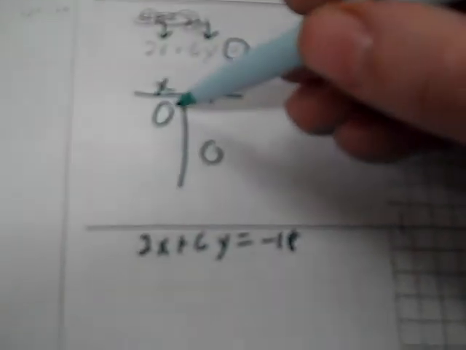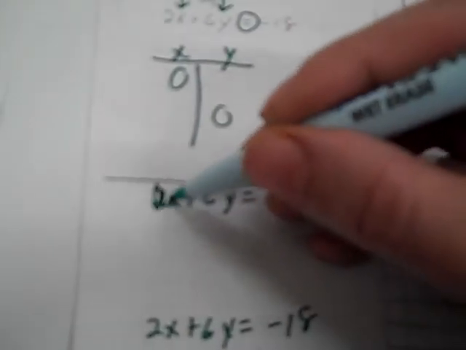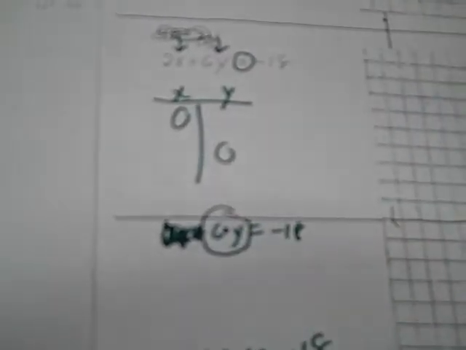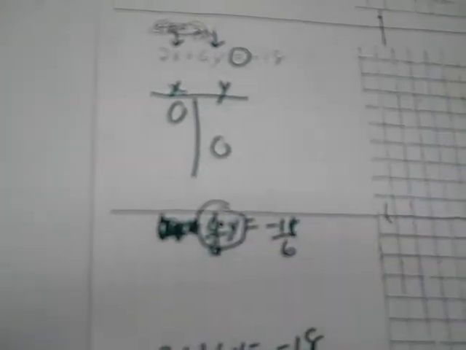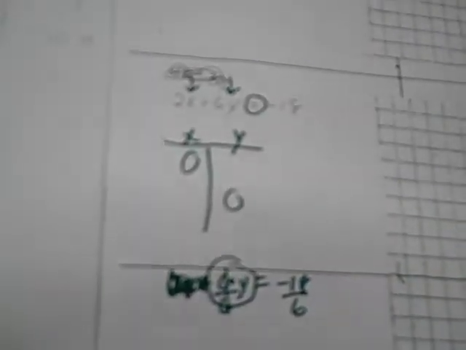Okay, now, if your x is 0, that can be eliminated from the equation. Okay, so now it's 6 times y. You can dot the y. Just circle it. And we just need to divide. There's no adding or subtracting to it. It's just divided by 6. Okay? So I'm going to take negative 18 divided by 6, and I get negative 3. So my y-intercept is negative 3.